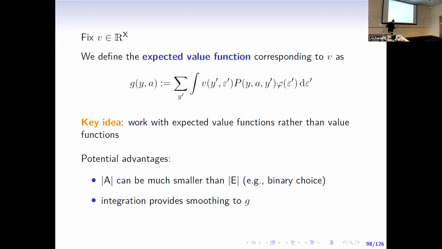And then there might be other advantages to working with G, the expected value function, instead of the value function. We know that in general, if we take a function and then we integrate it, we take expectations of it, it tends to become smoother. So it might be that G is smoother than V, and that might make our life easier as well.